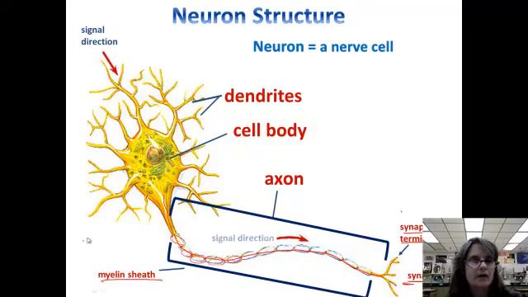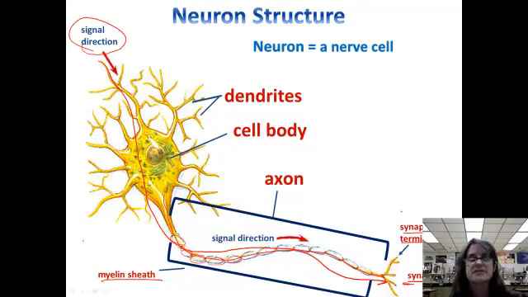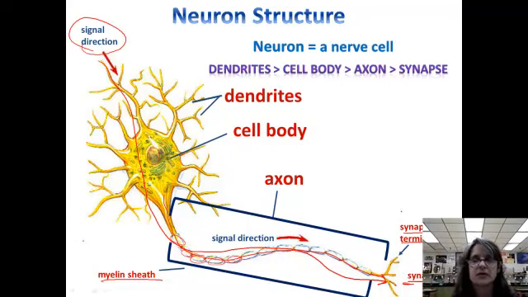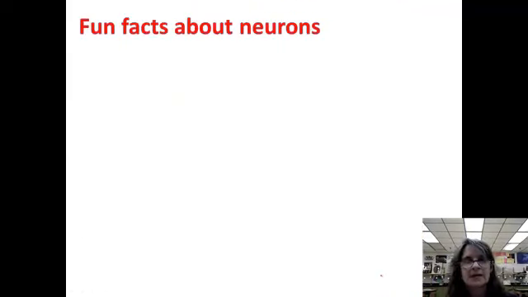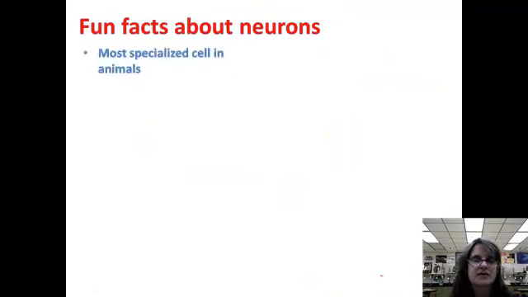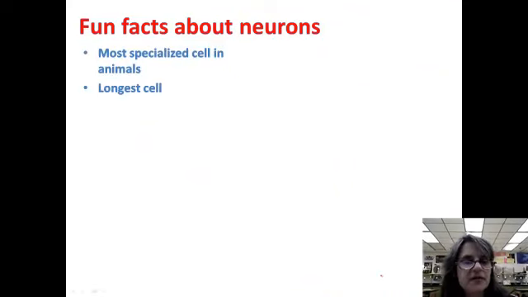All right. Now, the signal direction. The nerve impulse always travels from the dendrites through the axon and towards the synapse. That's very important. So this is the direction the nerve impulse travels. It always goes in that direction. Very, very important that you get that in your head. That's the way we're going. So dendrites to cell body to axon to synapse. Okay? All right.